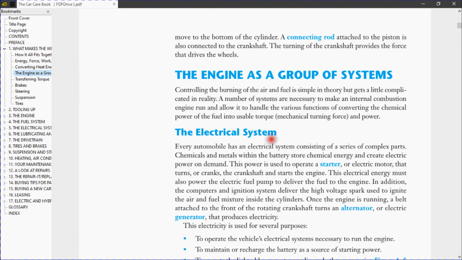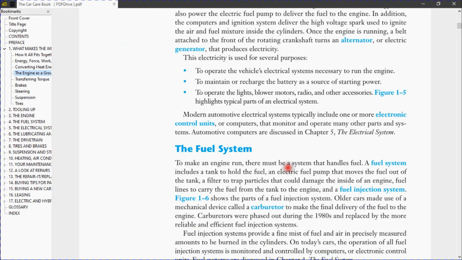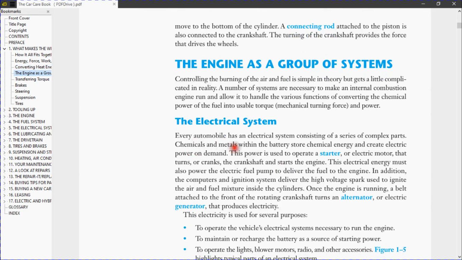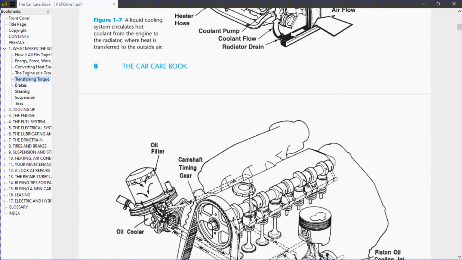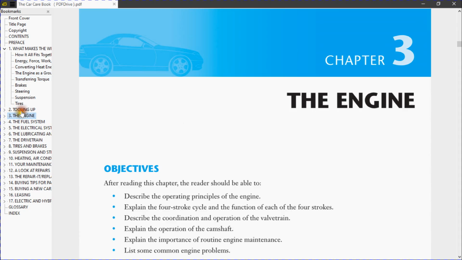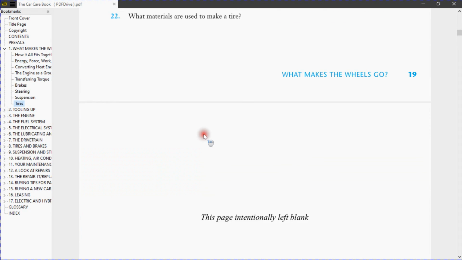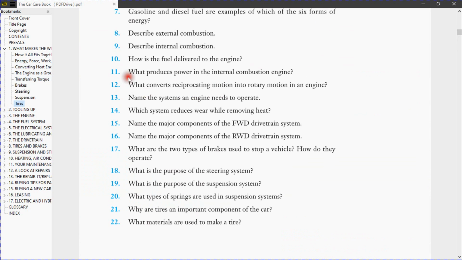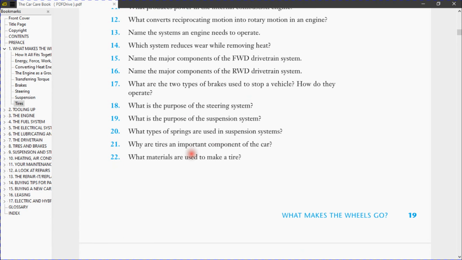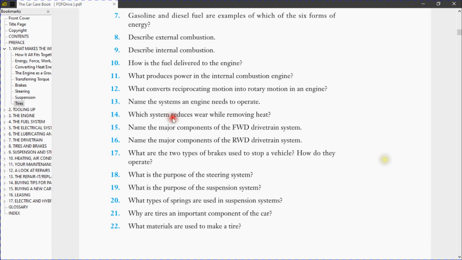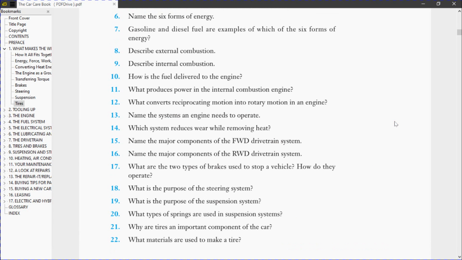Okay, kinds of energy, right? Here are the different kinds of energy, the electrical systems. Okay, I'm right, don't worry. So read them, and let me read the other questions for you to answer. What produces power in the internal combustion engine? Okay, we will talk later, but now this is the end of this video. Read the questions and try to answer them. Thanks for watching and keep watching.